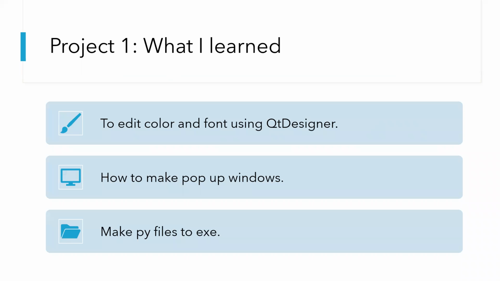What I learned was how to edit colors and use fonts in Qt Designer. It was kind of tricky at first because making that gradient and background colors is a whole thing in settings for Qt Designer. But watching some YouTube videos, I learned how to do that. Also, I learned how to make pop-up windows so they wouldn't close the window prior to that, by creating multiple widgets. And I also learned how to use PyInstaller to convert Python files to executable files.